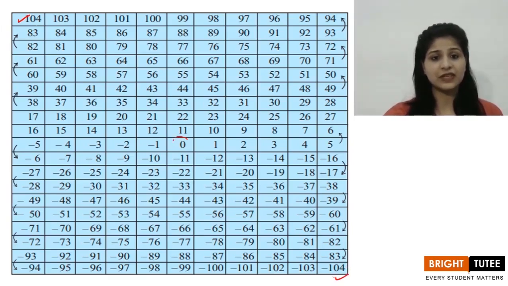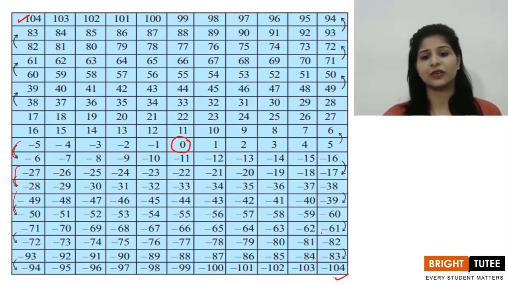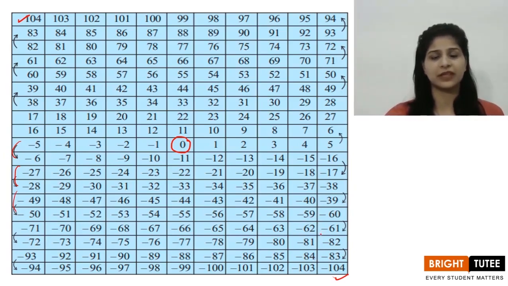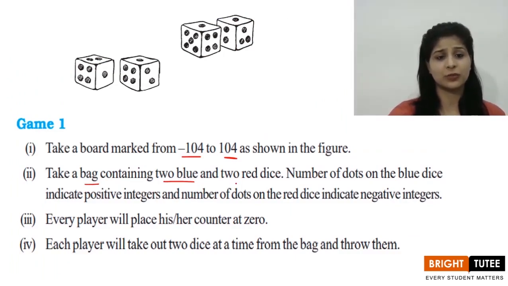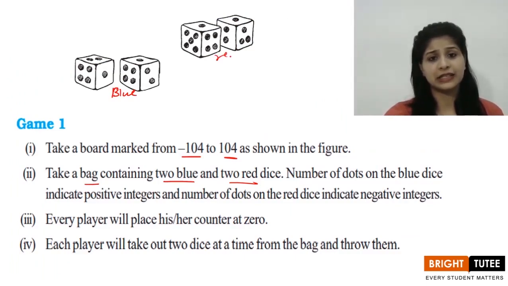Starting with 0, 1, 2, 3, 4, 5, 6, we have gone to positive 104, and similarly going down in this direction we are going to get minus 104. So this kind of board you should take, and you should write 104 and minus 104 and all the numbers between them. The second thing is you have to take a bag that contains 2 blue and 2 red marbles. Suppose these are the blue ones, and these are the red marbles.